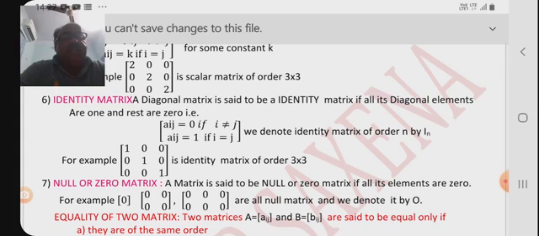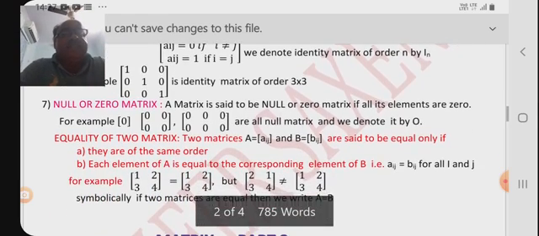In our case, there is an example of an identity matrix of order 3 into 3. So we represent this matrix by I3. If the order of the matrix is n, then we say that the identity matrix is of order n into n, or In.